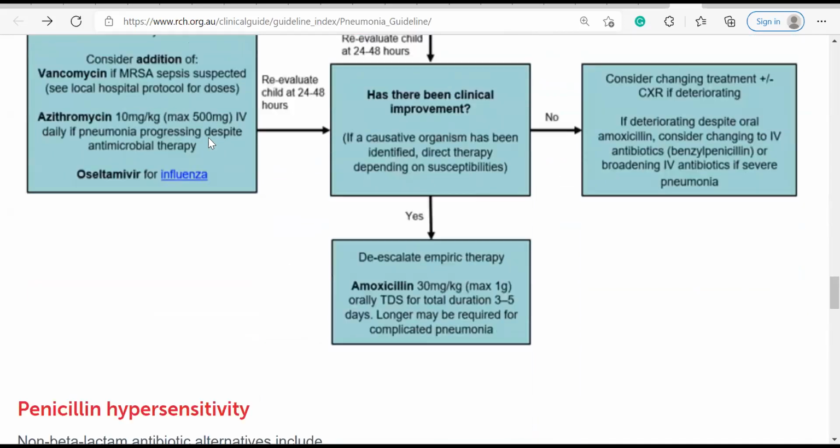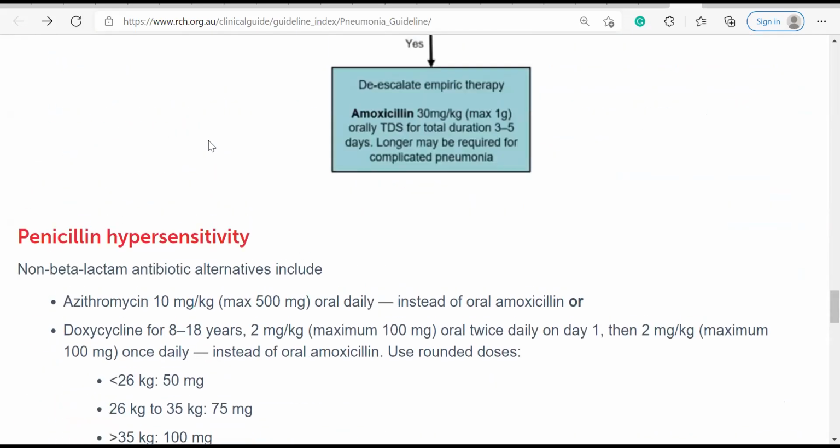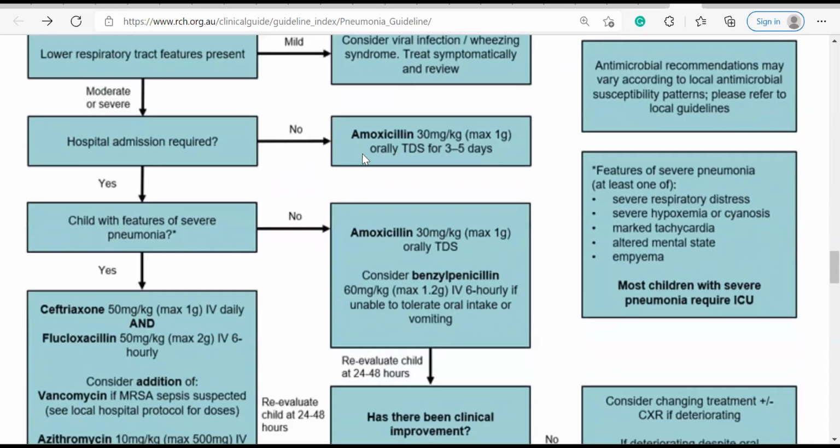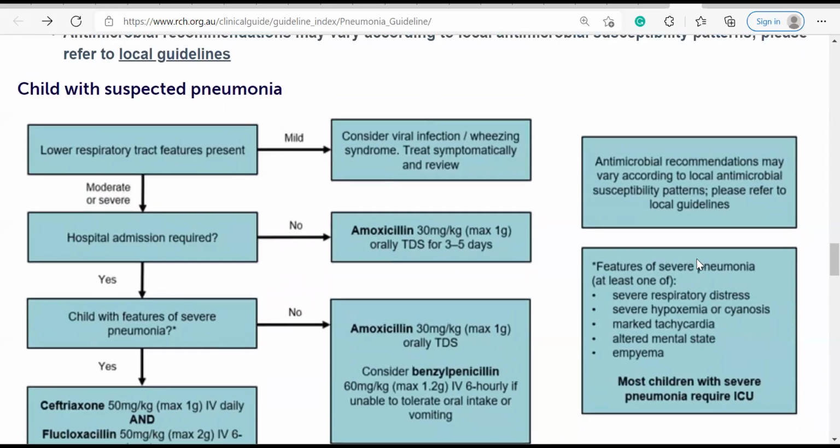Treatment. So the first thing that you look for is whether it's a non-severe pneumonia or a severe pneumonia. So what are the severe pneumonia features? Severe respiratory distress, hypoxia, tachycardia, altered mental status, empyema. You need to look for this in the exam questions. If you get at least one of it, that's a severe pneumonia.